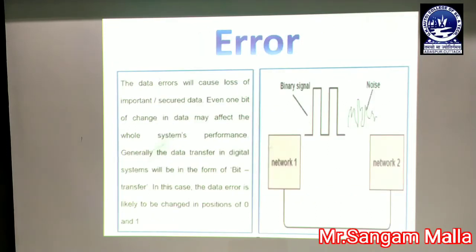Moving on, the data error will cause loss of important or secure data.